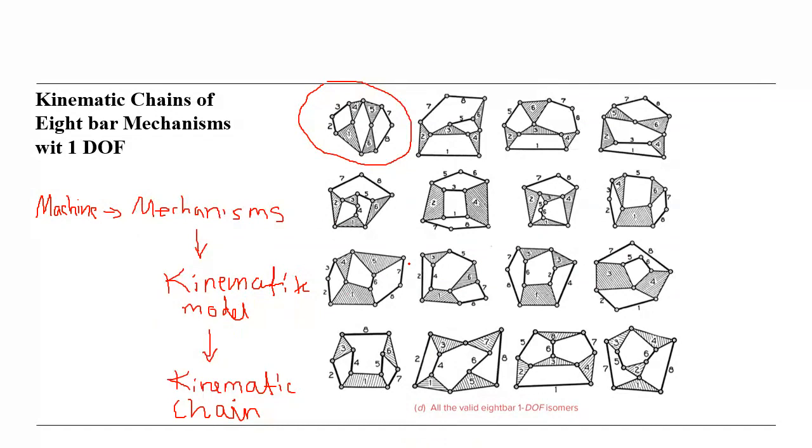And kinematic chain means, as we said, this is the 4-bar mechanism. This was our famous 4-bar mechanism. Let's say this is the crank and this is the coupler. And this is the rocker. Okay, so this is a mechanism. This we call a mechanism.